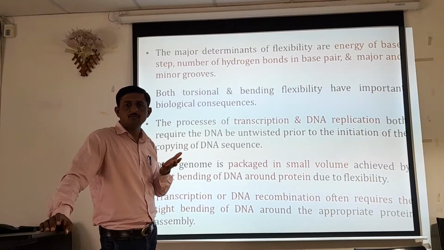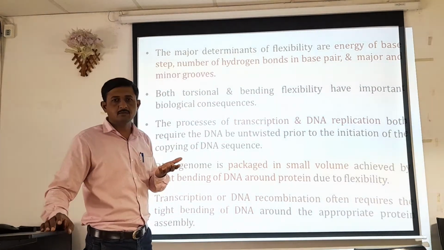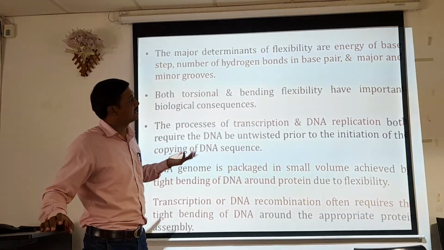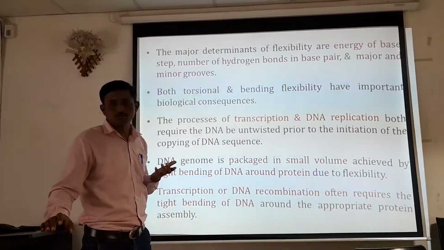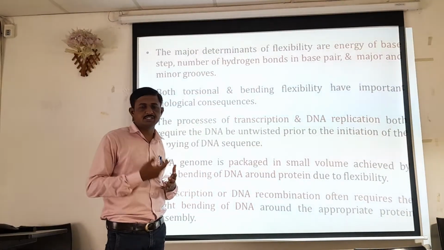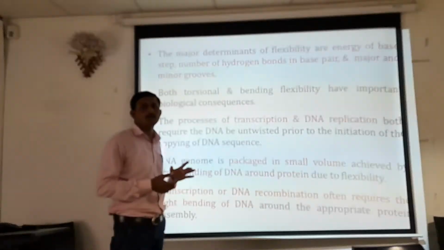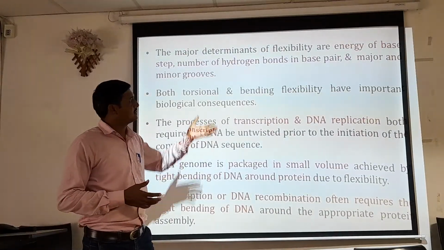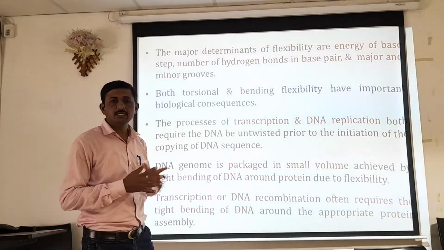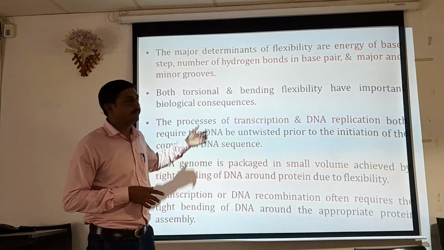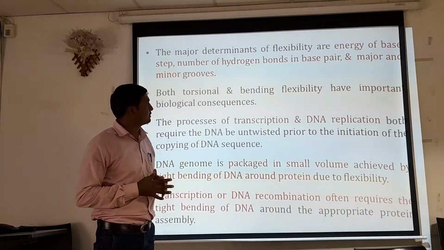Regarding the number of hydrogen bonds in base pairs, there are 2 hydrogen bonds in adenine-thymine and 3 bonds in guanine-cytosine, and then major and minor grooves. The major and minor grooves are the basic structure of double-stranded DNA. So these properties completely depend on these different aspects: energy, hydrogen bonds, and major and minor grooves.